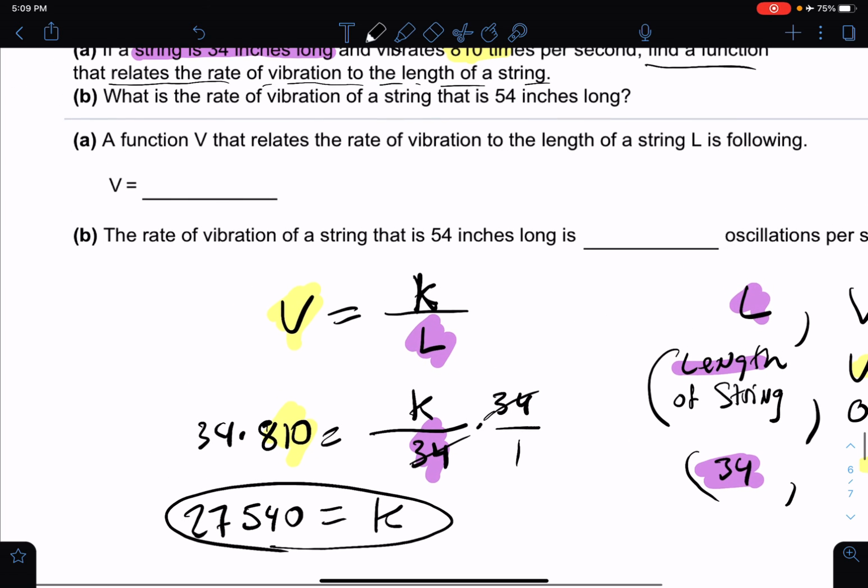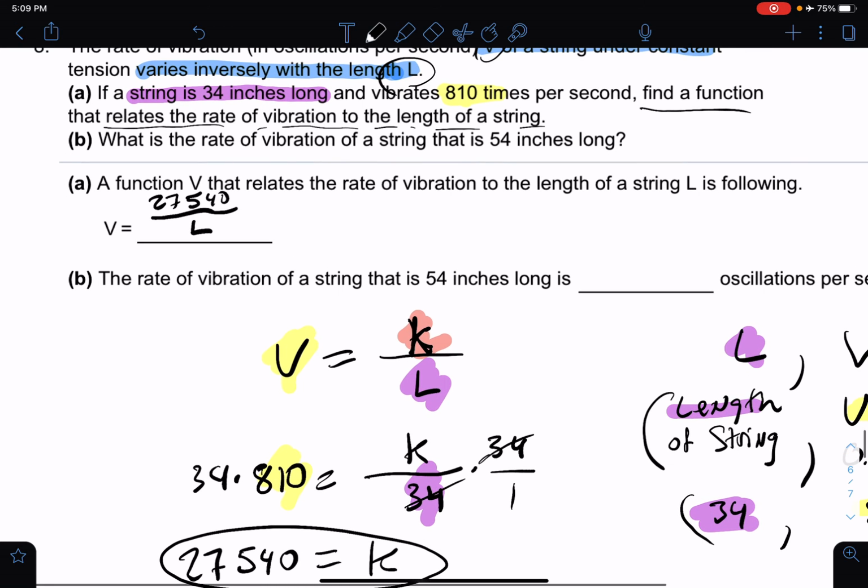Well, if you know the K value, remember that K value is going to go into the original formula, and we will have actually a function or a formula, an inverse variation problem. V equals the K value, which was 27,540 over, and what was the variable? L, the length of the string. So the vibration, which is oscillations per second, equals 27,540 divided by L, the length of the string.